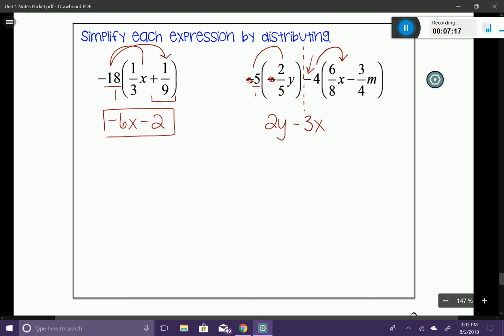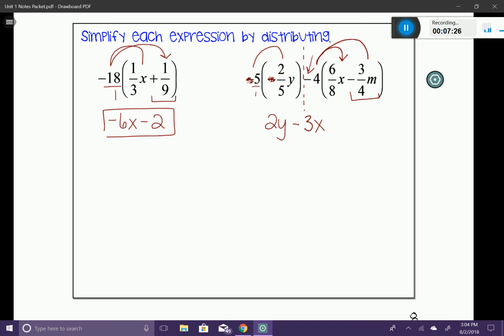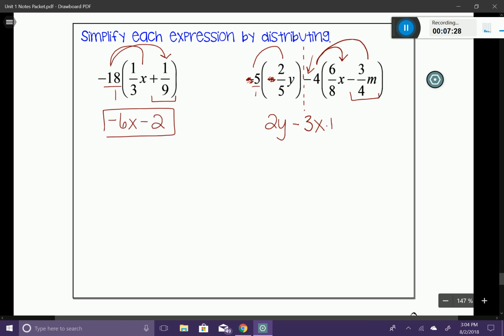Then I'm going to multiply negative 4 times that whole chunk there, negative 3/4 m. Now negative times a negative is going to give me a positive. And I really have 4 times 3 is 12. Divided by 4 is going to give me 3, with an m there, of course. And I'm done. So it really wasn't anything different than we were doing before. We just have to work with those rational numbers.